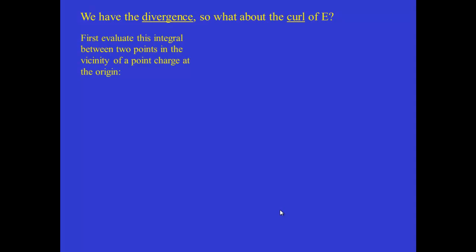In order to evaluate the curl of E, let's first consider an integral of the quantity E dot dl between 2 points in space near a point charge. So here is the picture. A point charge located at the origin of the coordinate system with field lines emanating outward in all directions, and then considering 2 points A and B and some arbitrary path that we take to go between them.